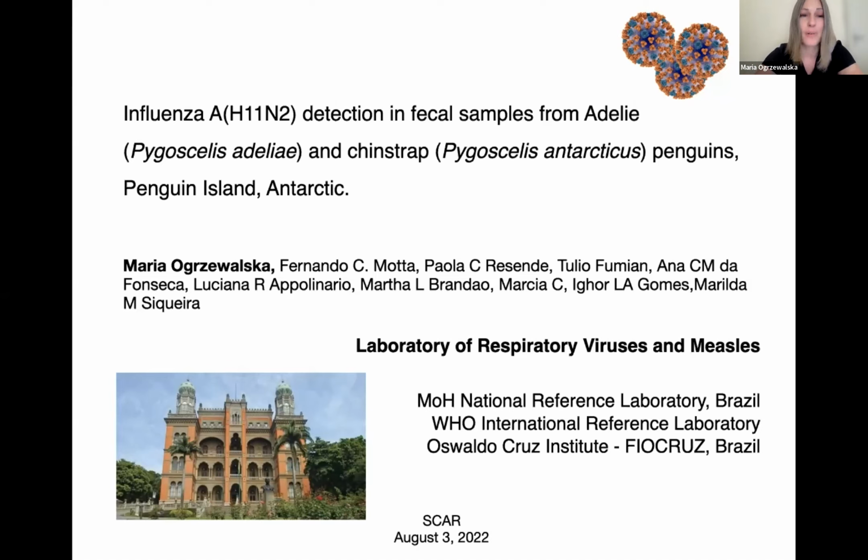And today I would like to present our preliminary studies about detection of influenza A in fecal samples of penguins. I am from Fiocruz Foundation, from the Laboratory of Respiratory Viruses and Measles. I'm sending all greetings from Brazil to all researchers. I already had the opportunity to see other researchers that I met during our expeditions, so it's really nice to meet again at the conference.